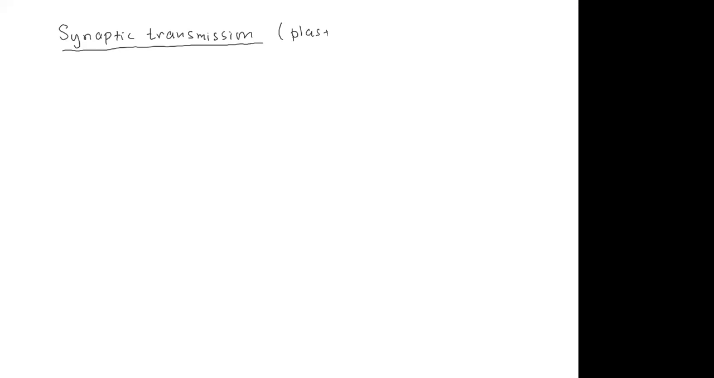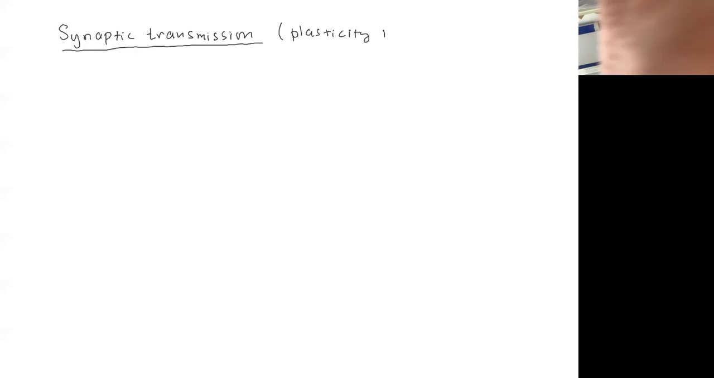talking about synaptic transmission. And as you'll see, it's very, very complicated. One of the reasons to talk about synaptic transmission first is because when we talk about synaptic plasticity, we have to know which aspects of synaptic transmission can be modified by the brain. So plasticity in the next lecture.